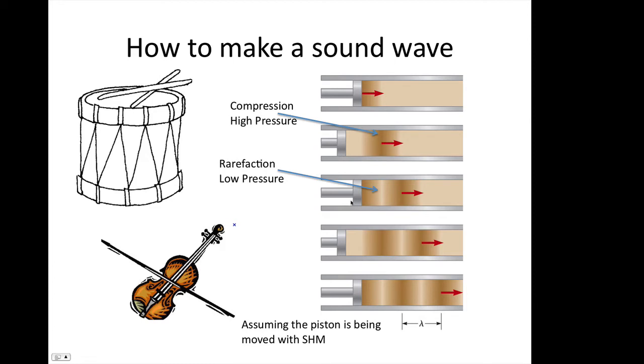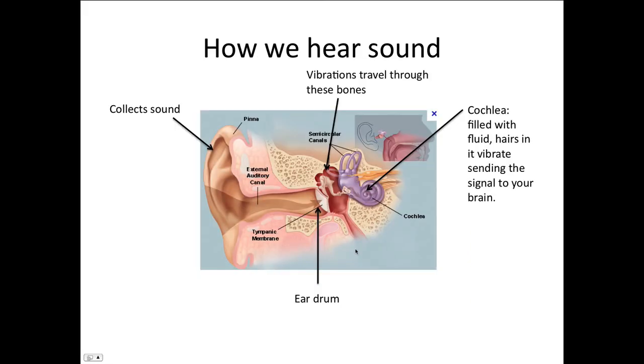We're going to assume now that this piston is being moved in and out with simple harmonic motion. So briefly, just a quick description of how the ear works. We've got the earlobe here which collects the sound and channels it into this auditory canal, where the pressure differentials caused by the sound wave cause your eardrum to vibrate.